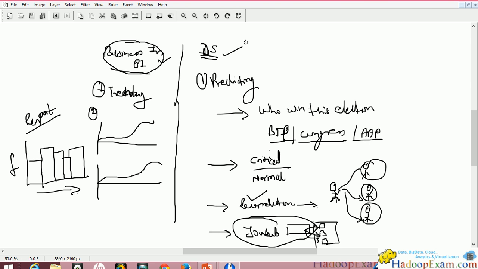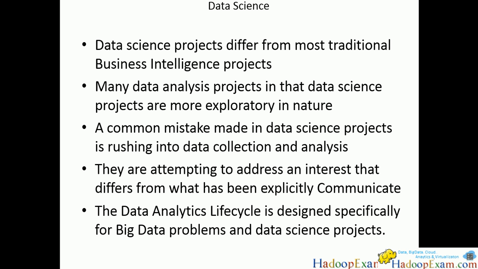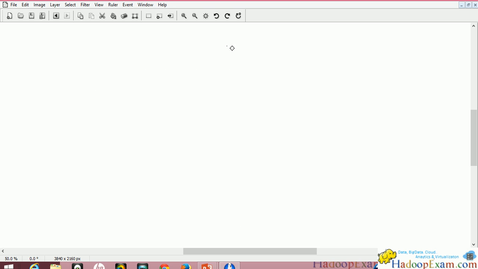Okay, so let's move to the next topic. Many data analysis projects and data science projects are more exploratory in nature. If you see, data science projects are not small projects.